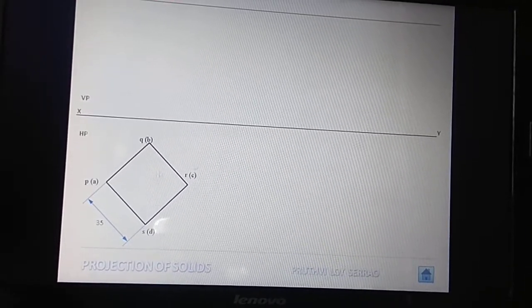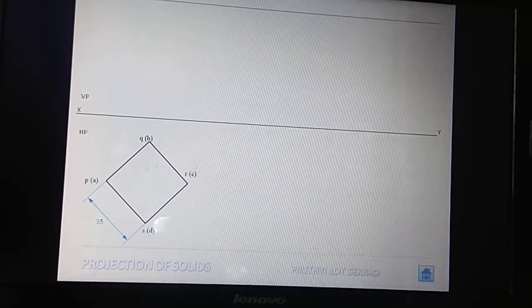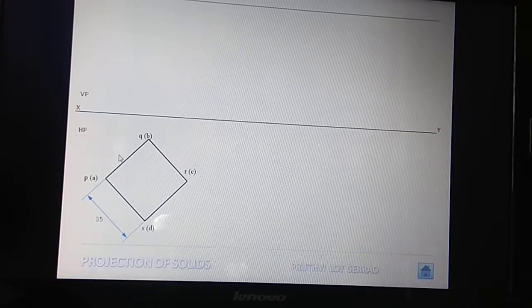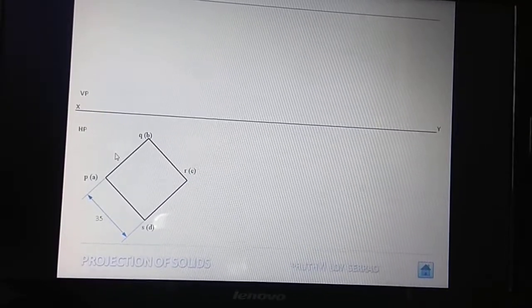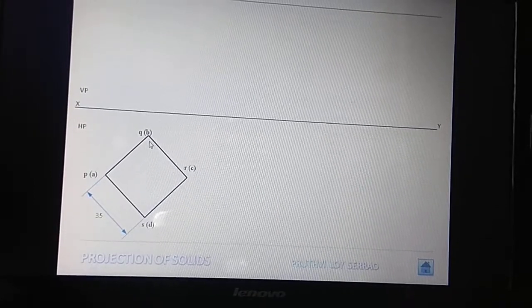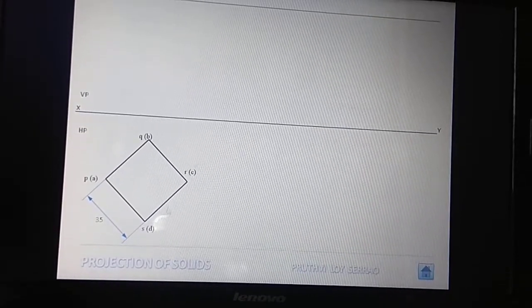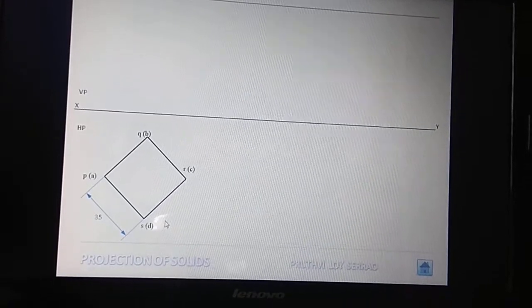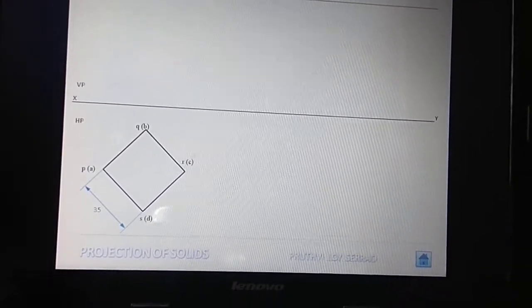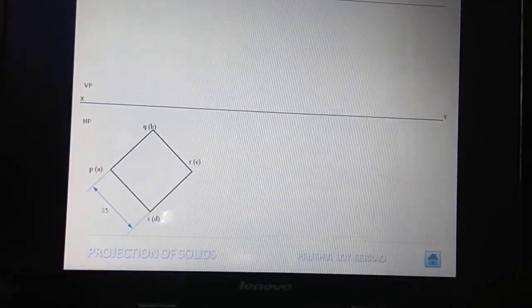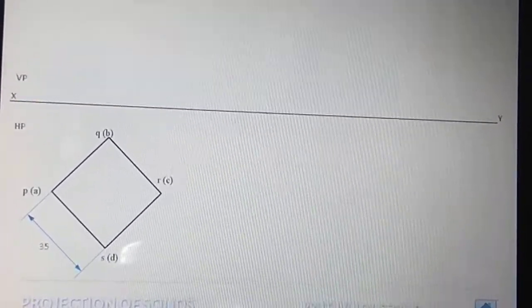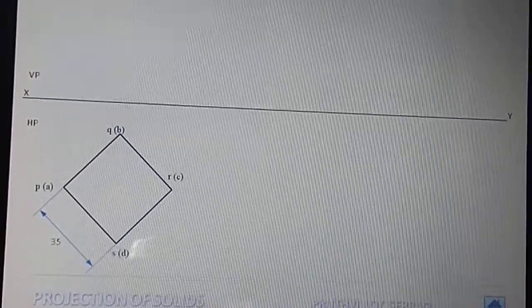Now what I have drawn is the top view. That top face is clearly visible. So we write all the four corner labels outside the bracket, and inside the bracket I write A, B, C, D. Why I write inside the bracket: when we view from the top in the top view, the bottom face is not visible. That is why we write inside the bracket.